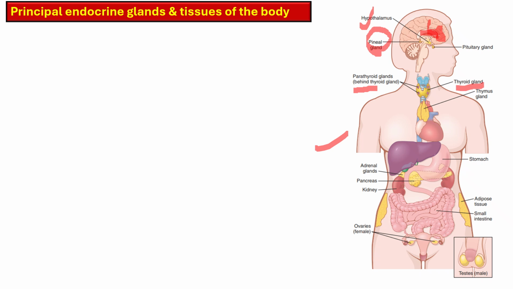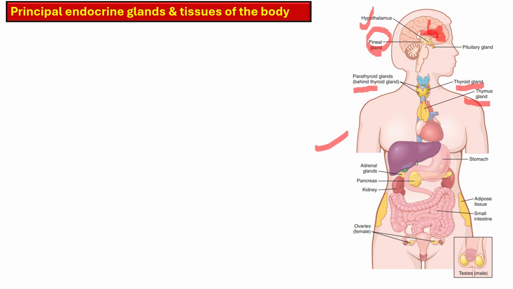The thymus gland is located in the anterior mediastinum. It is important for T lymphocyte maturation in childhood. It secretes thymosin, especially in early life.